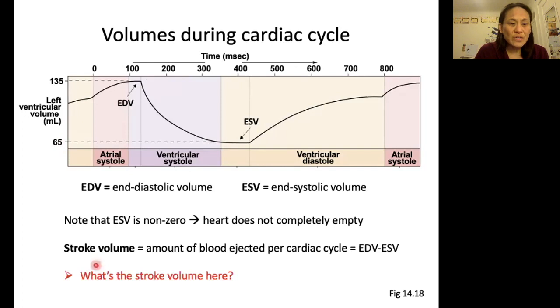I also want to introduce this term here, stroke volume, which is the amount of blood that we eject per cardiac cycle. Okay, and the amount of blood we eject per cardiac cycle can be expressed mathematically as EDV minus ESV. Okay, so I have a task for you to perform right now. What is the stroke volume here? So see if you can calculate the stroke volume. So hit pause and do that.